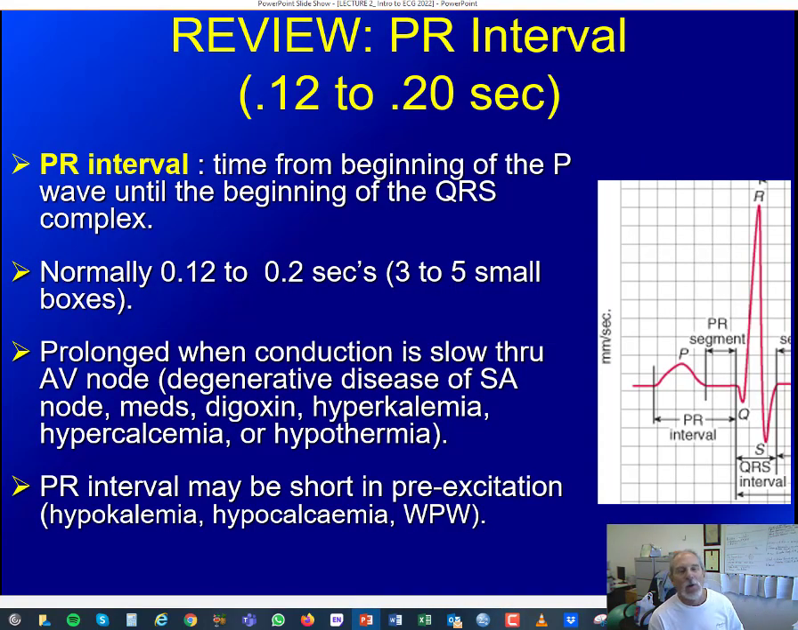Now, the PR interval. So there's an arrhythmia that you'll be able to identify, first degree AV block, and it's just based on the PR interval. So the normal PR interval is 0.12 to 0.20, or roughly 3 to 5 boxes. If the conduction is slowed through the AV node for any number of reasons, the PR interval is lengthened. It can, however, be short in either hypokalemia, so low potassium levels, hypocalcemia, low calcium levels, or in an arrhythmia that's called WPW, which stands for Wolff-Parkinson-White syndrome.